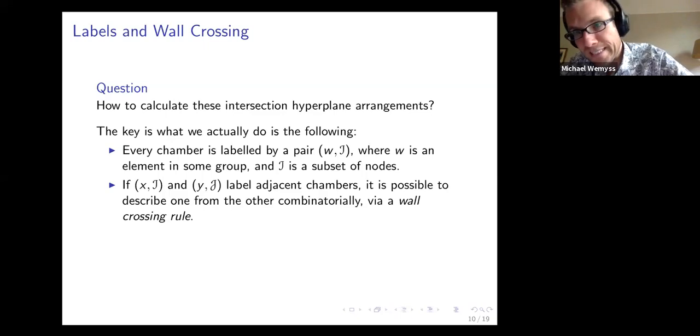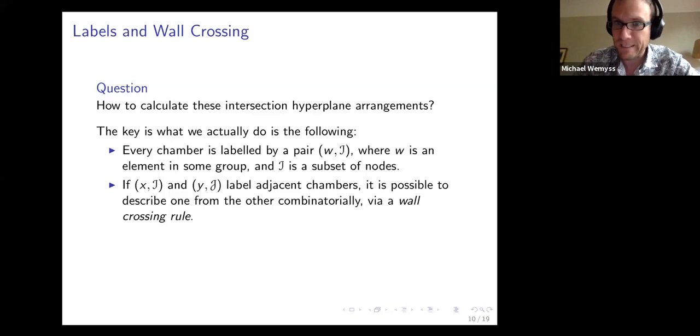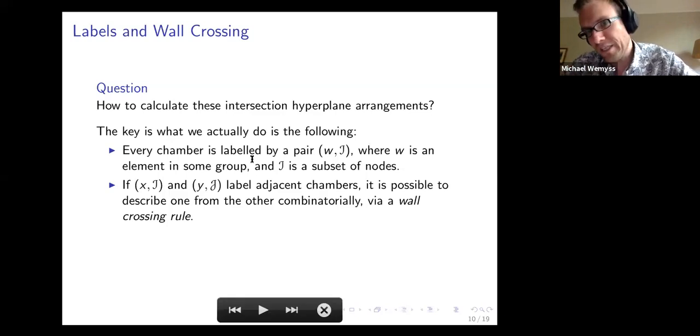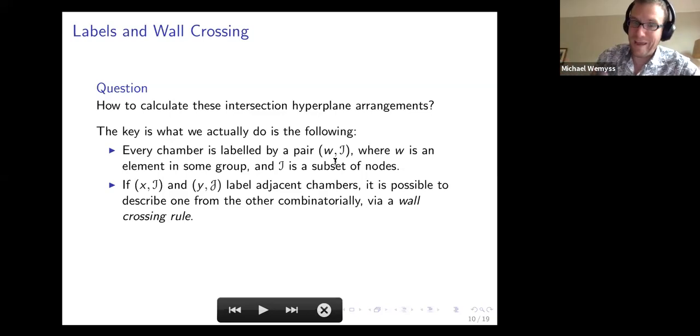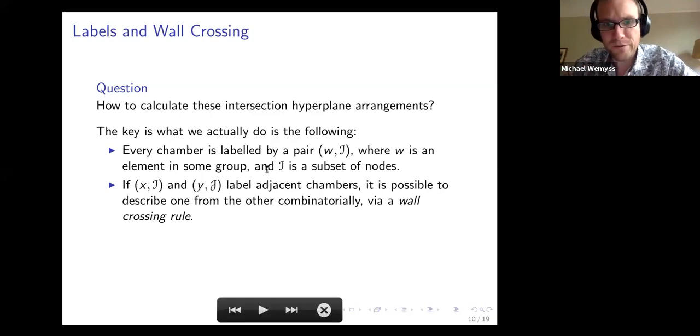When you do this intersection business, you leave the world of Coxeter theory, and so that's no longer true. One of the main things Yama and I had to do was replace that labeling by some other labeling. It turns out the chambers aren't labeled by elements of groups, but by pairs of an element of a group and some subset. It's a little bit delicate as to what pairs are allowed, but it's entirely combinatorial.